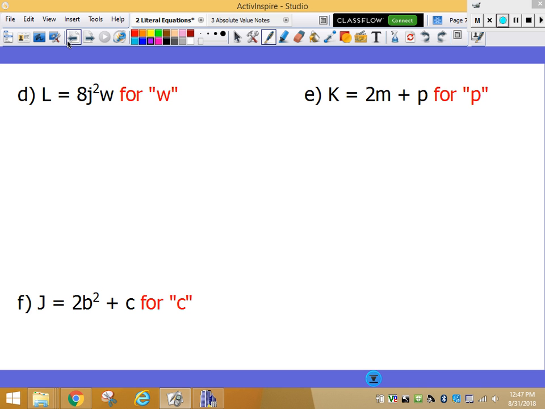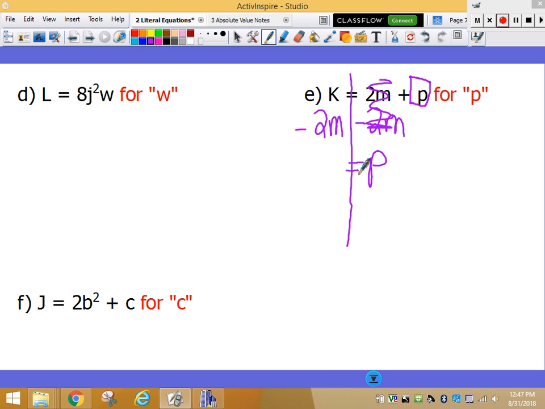And we are not going to do d. Let's do e really quick. E won't take too long. I want to get p by itself. What's with the p? The 2m. To move it, you do the opposite. The opposite of a positive is a negative 2m. So these cancel. I have p left over there.